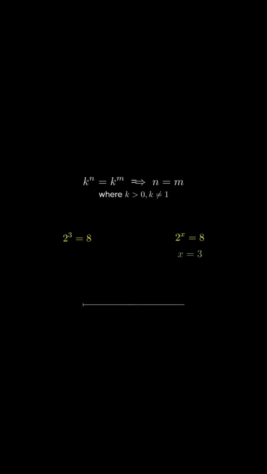Let's visualize this relationship on a graph to see why only x equals 3 can satisfy our equation. This graphical representation will help us understand the uniqueness of the solution. The blue curve represents the exponential function y equals 2 to the power of x. Notice how this function increases rapidly as x increases, which is characteristic of exponential growth. The horizontal red line represents y equals 8, which is the value we're trying to achieve in our equation 2 to the power of x equals 8.